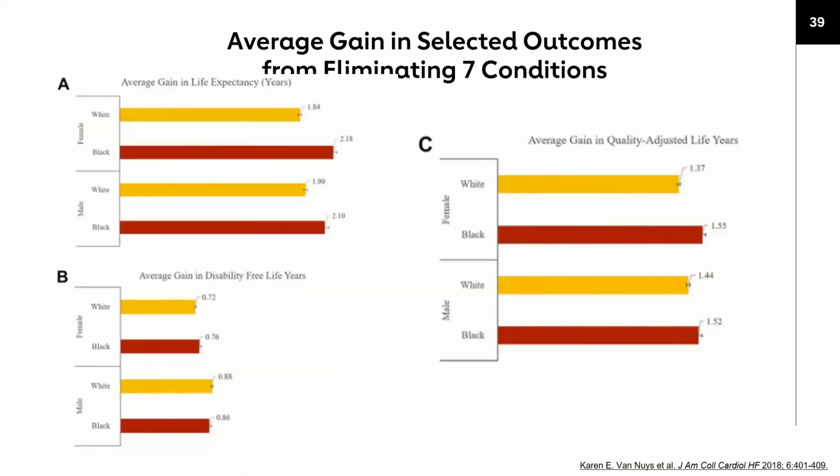And the good news is, as we look at average gain in life expectancy, that this is true for everyone. We would all benefit from improvements in the health outcomes that we see, irrespective of gender and irrespective of ethnicity. We all would gain from improving the overall health of our healthcare delivery system. Next slide.